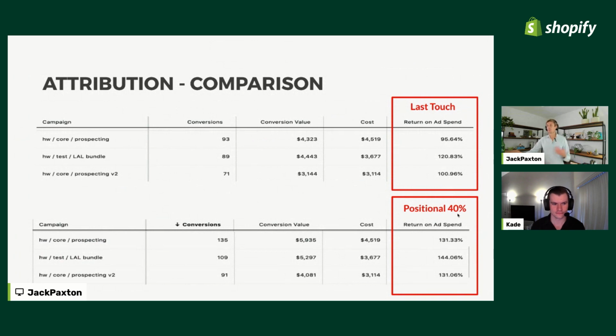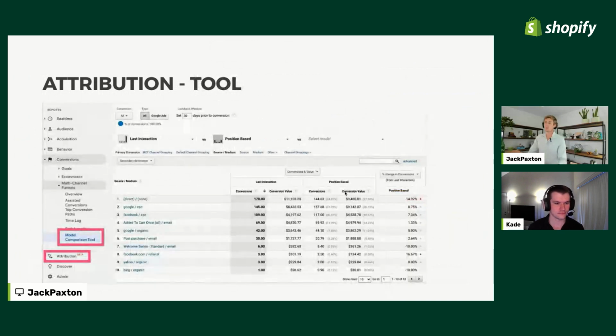And then when we look at positional 40, you can see that this is actually at a 1.4 or 1.3. And so you can see that it's actually bringing in a lot of new customers. You can see here the increase in conversions and the increase in value is much higher than it would be if you were just looking at the last touch. So definitely consider multiple attribution models.